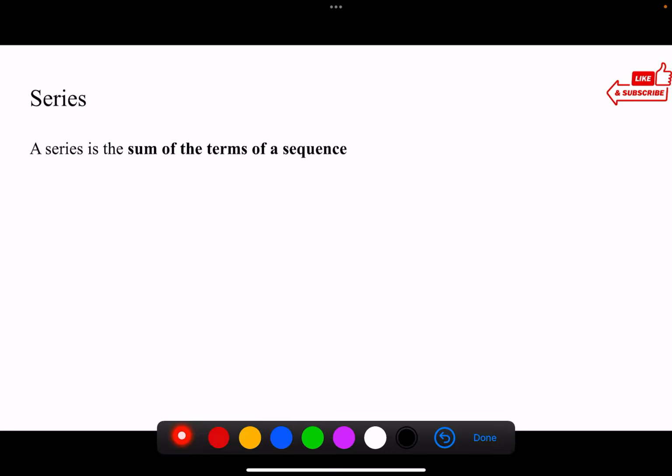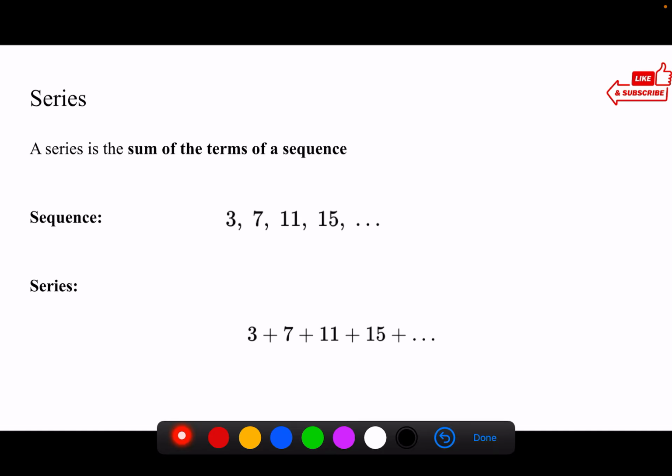Now we move on to series. A series is essentially the sum of the terms in a sequence. So this right here is a sequence: 3, 7, 11, and 15. A series would be adding the terms in the sequence.